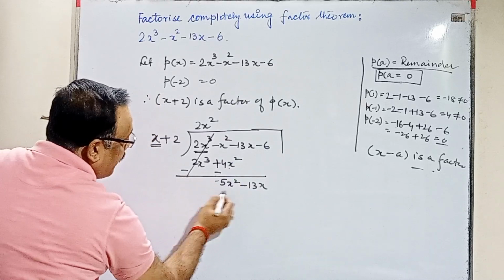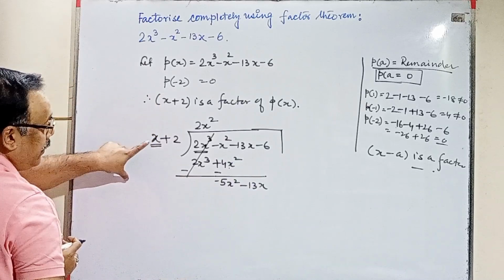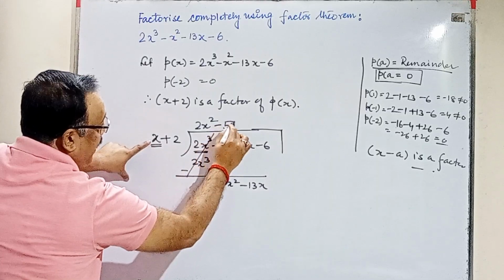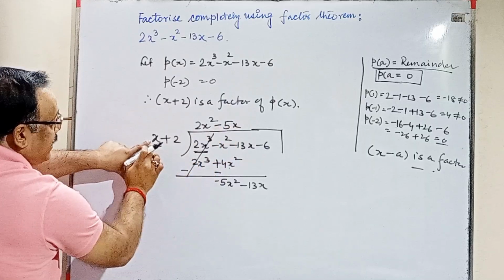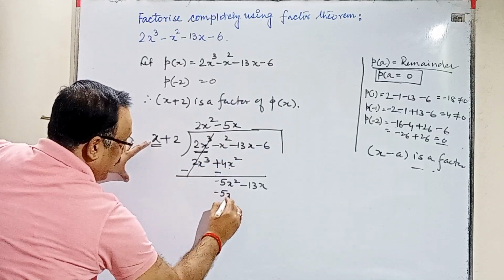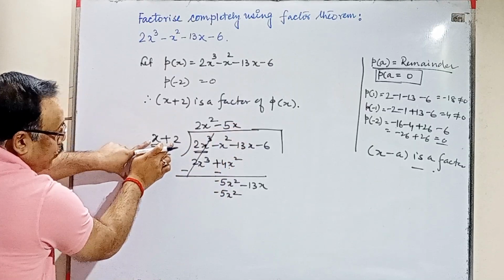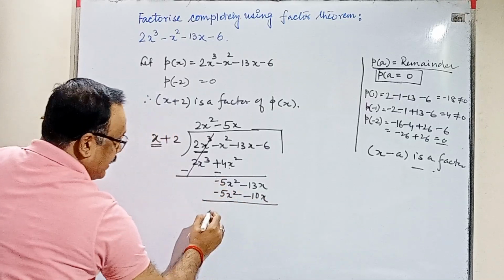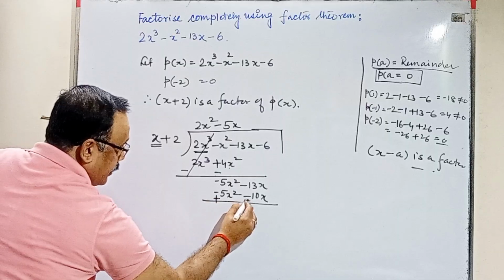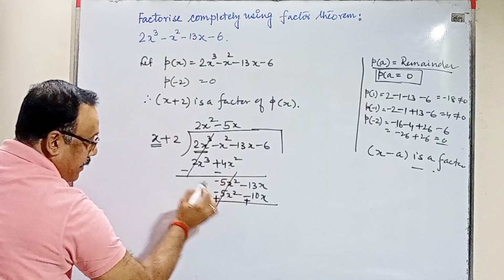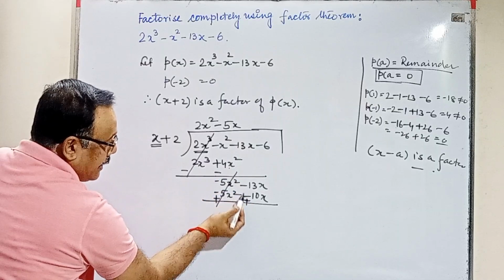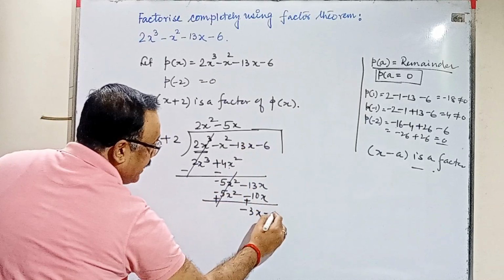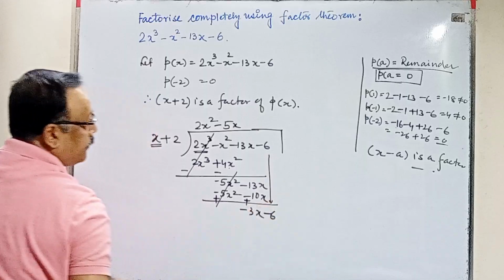Now with x, what should I multiply so that I can get minus 5x square? If I multiply by minus 5x, minus 5x into x will give me minus 5x square. Minus 5x into 2 will give me minus 10x. Both are the same sign, so I'll change the sign. This will be plus, this will be plus. So minus 5x square plus 5x square cancels. Minus 13x plus 10x will give me minus 3x. I'll bring minus 6 down.